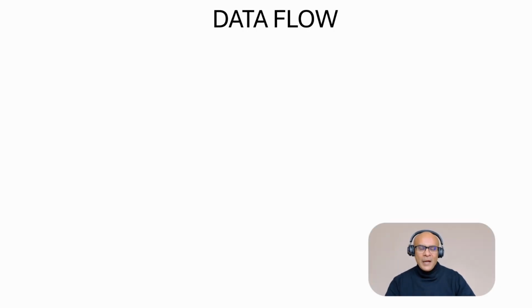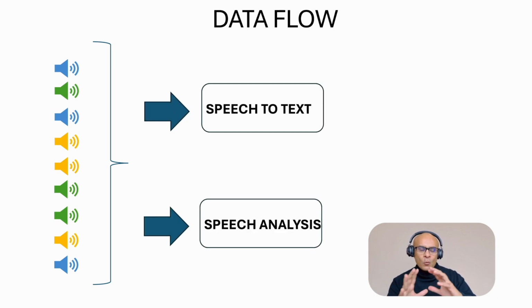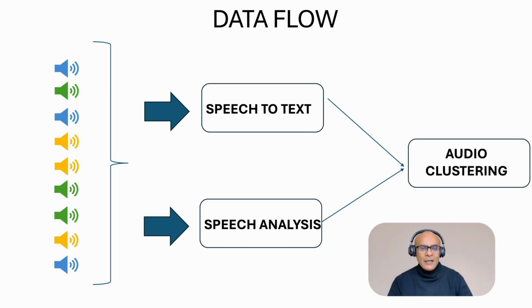Let me first start by explaining the data flow. I'll be taking some audio files and then applying the OpenAI Whisper model to convert these audio files into text or transcripts. And then I'll also be applying some speech analysis algorithm to determine the characteristics of these audio files, such as detecting the emotions in these audio recordings. Then combining both of these, I'll be making clusters and then we'll be able to determine clusters with different emotions.